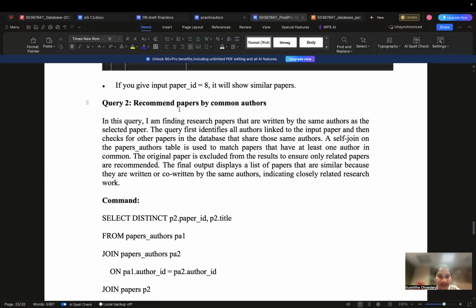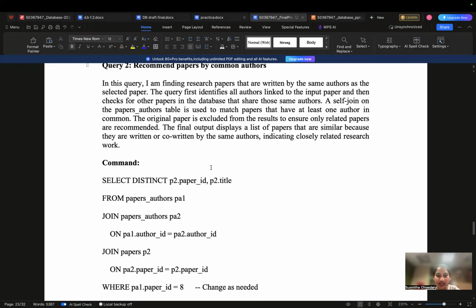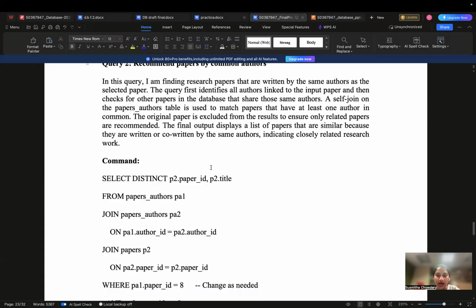And the second query is recommended papers by common authors. Here I can find research papers that are written by the same authors as the selected paper. The query first identifies all the authors linked to the input paper and then checks for the other papers in the database that share those same authors.